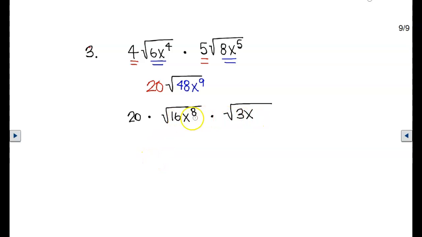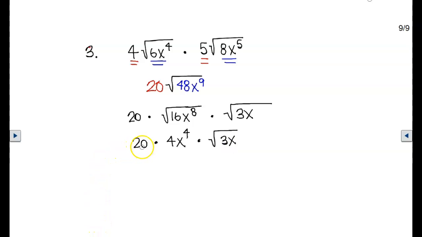And again, to come up with this, I'm just doing what we did last week. All right, so now let's go through and simplify a bit more. My 20 is still waiting around. The square root of 16 is 4. Remember that to take the square root of x to the 8th, you cut the exponent in half. So that would be x to the 4th. So when we take the square root of 16x to the 8th, we get 4x to the 4th. We can't take the square root of 3x, so we leave that part the same.